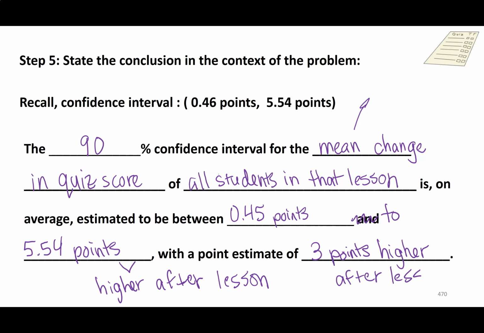So it can be a little awkward to word it. But here, the 90% confidence interval for the mean change in quiz score after minus before of all students in that lesson is on average estimated to be between 0.45 points to 5.54 points higher after the lesson, with a point estimate of 3 points higher after the lesson. So very, very important to also make sure that you describe the order that you subtracted in.